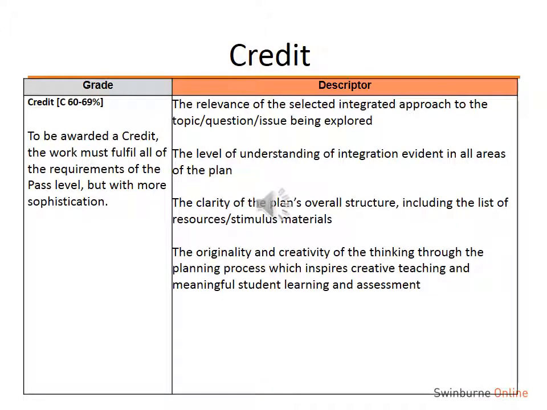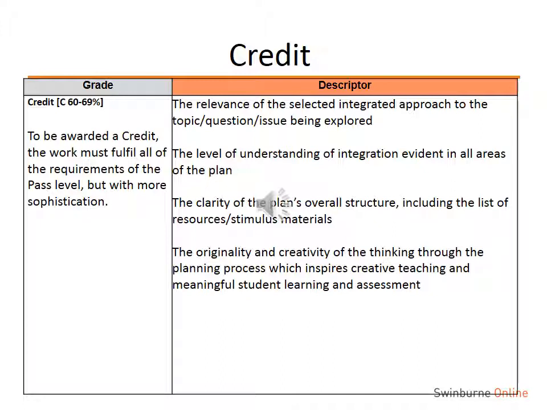Moving on to a credit. Again, the relevance of your selected approach. Why have you chosen that approach? How does it connect to the topic, question, or issue being explored? Demonstrate that you understand integration. Demonstrate this within your plan by showing practically how it's set out, explaining it in the rationale. It needs to be demonstrated.